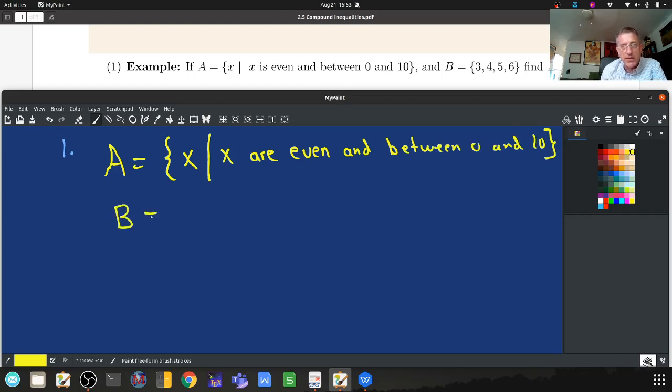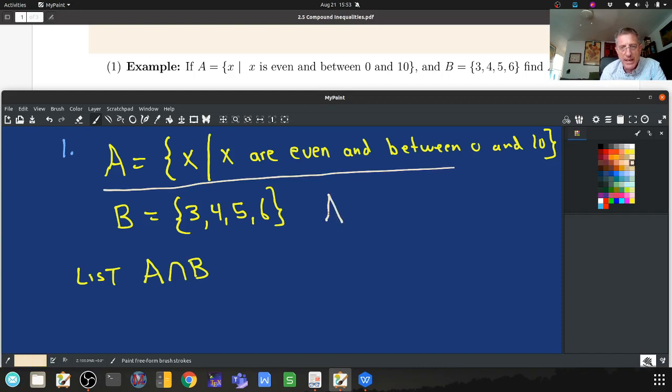And for B, I'm literally just going to give you the set. B is equal to 3, 4, 5, and 6. Now I'm going to ask you, list in this type of notation, just set list notation, the intersection of A with B. So it's going to help us out if we rewrite A in just list notation. It's all real numbers X such that those real numbers are even and between 0 and 10. Now here, I guess I should say inclusive. It's uncertain if it's between 0 and 10, not including 0 and 10, or including 0 and 10. Actually, we have a way to disambiguate that now.